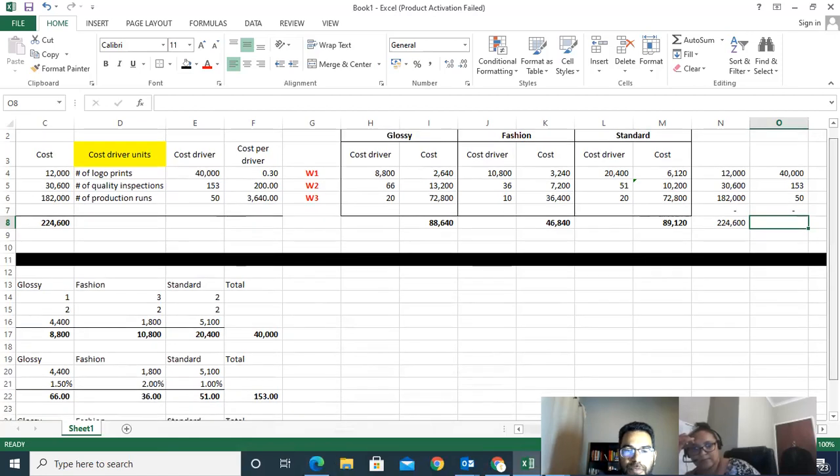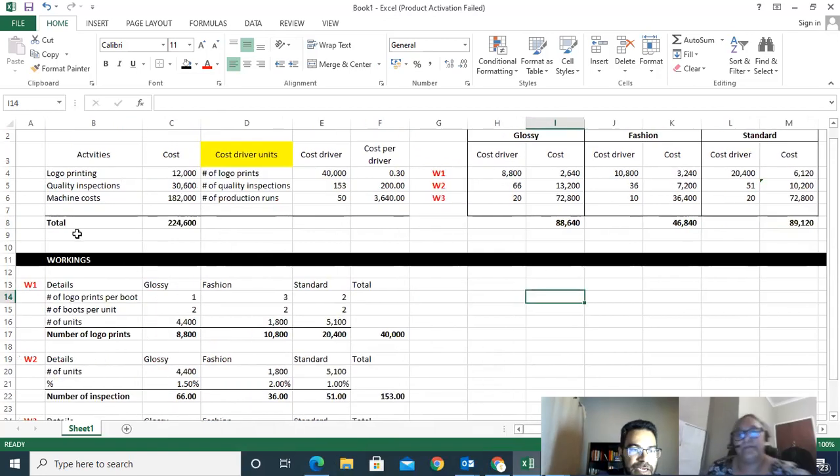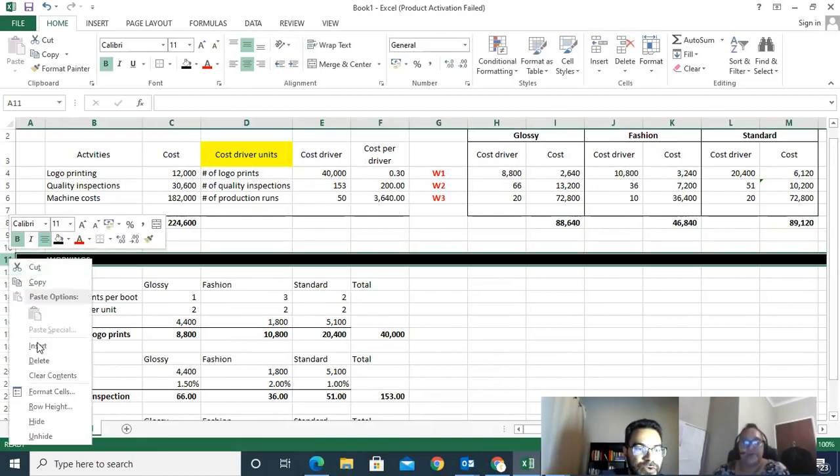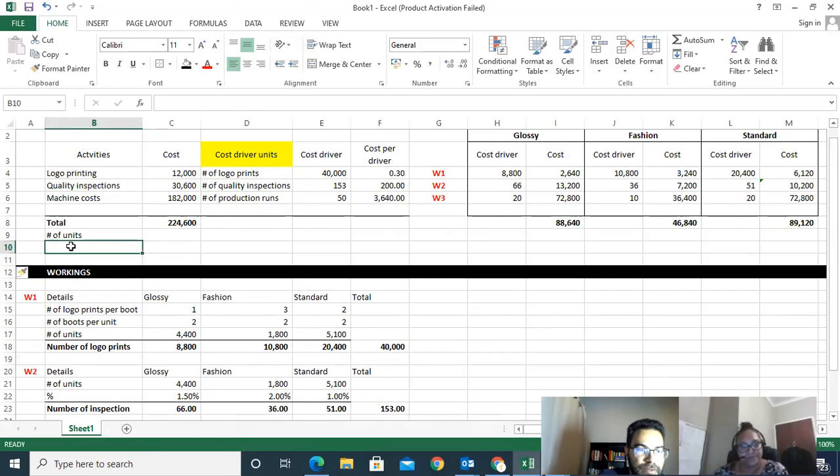The one more step would be to divide by the units, divide by the number of units. So I'm going to have over here number of units, and then that will give you cost per unit. So I'm going to go over here, number of units.